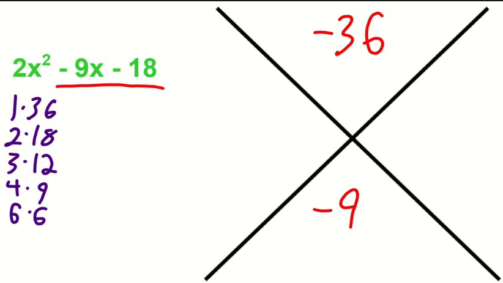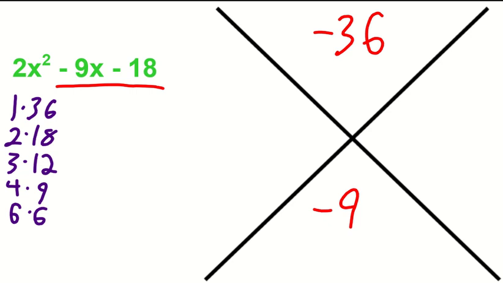We're looking for what can make 9, right? So 1 and 36, either adding or subtracting, doesn't make 9. It's either 35 or 37. 2 and 18 is either 16 or 20. 3 and 12 could be 15 or 9, so that one looks pretty good. 4 and 9 could be 13 or 5, where we're adding or subtracting them. And then that either makes 0 or 12 for the 6 and 6.